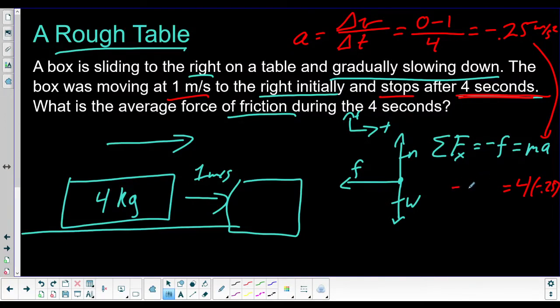Our force is negative friction. 4 times negative 0.25 is negative 1 equals negative friction. Negatives cancel, so friction is 1 Newton. And this negative is telling us that it was to the left. So to the left. Or we could just put a negative on there. Either way, friction is going to be 1 Newton. There we go. Pretty cool.